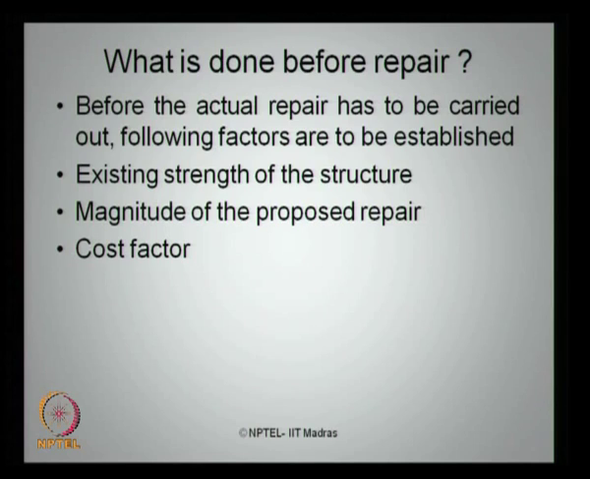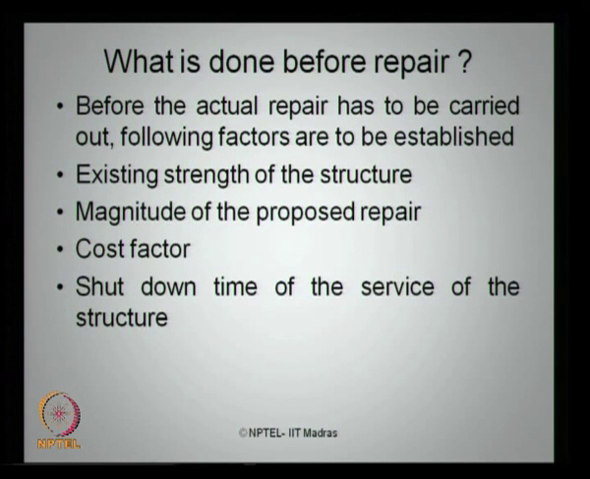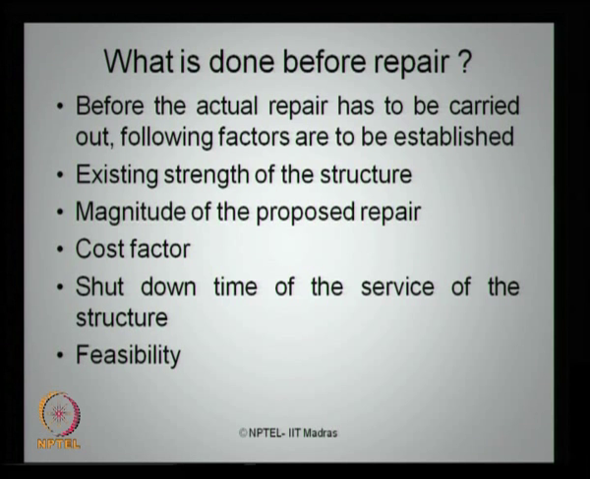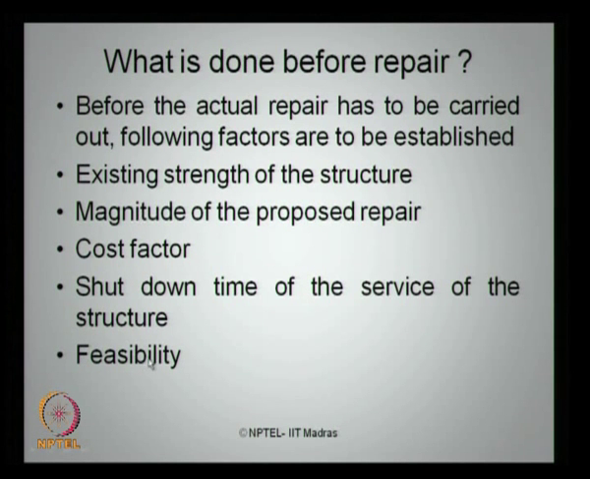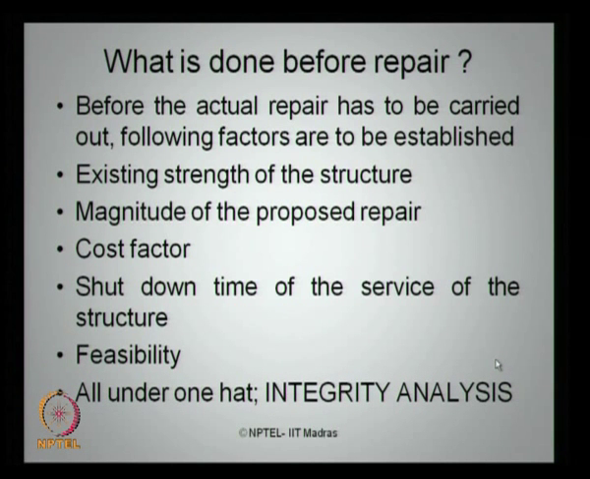What would be the important cost factor associated with the repair work, and what will be the shutdown time of the service of the structure? These are most important to be considered much before attempting a repair of ocean structural systems. And above all, interestingly, one also looks at the feasibility of undertaking this kind of repair. And ladies and gentlemen, all of them together are under one hat, a single process system. This is what we call integrity analysis of ocean systems.